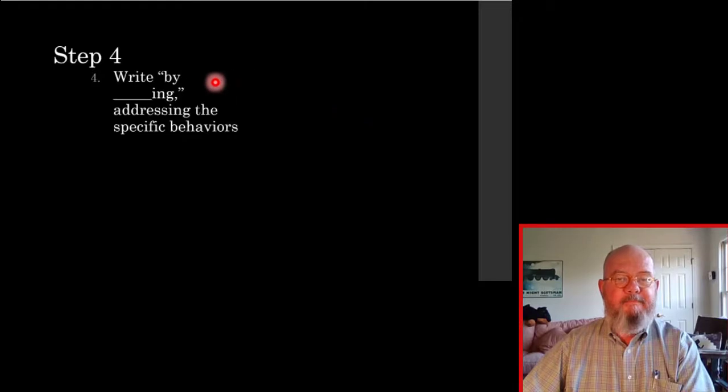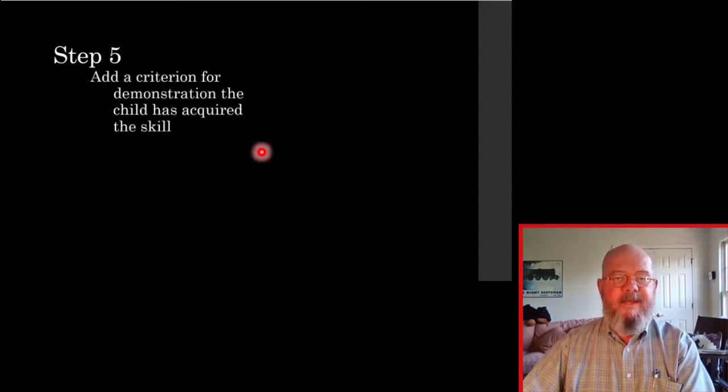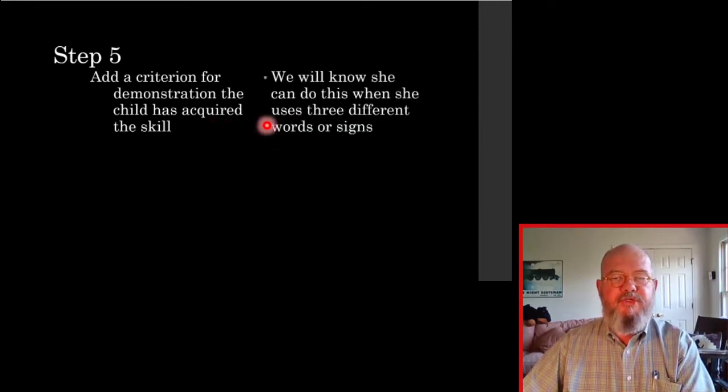And then we write by blanking, addressing the specific behaviors. So remember what the specific behavior was that they wanted Emma to do? By using words or signs. Step 5 is add a criterion for demonstration the child has acquired the skill. We will know she can do this when she uses 3 different words or signs.